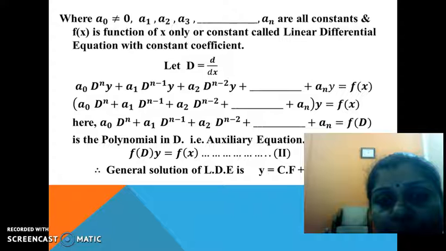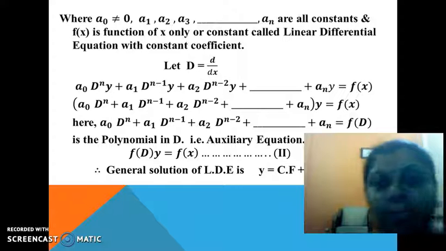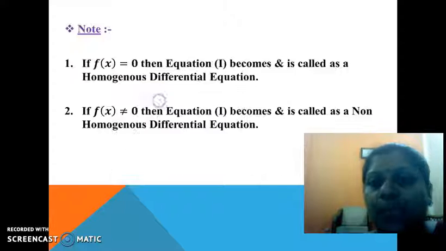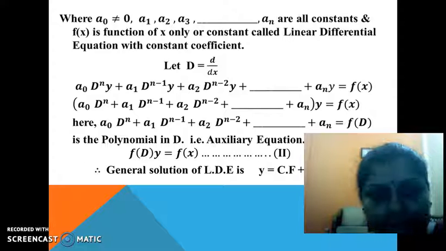In this equation 1, we use the operator capital D = d/dx. So equation 1 becomes a0 D^n y + a1 D^(n-1) y + a2 D^(n-2) y + and so on + an y = f(x). This can be written as (a0 D^n + a1 D^(n-1) + a2 D^(n-2) + ... + an) y = f(x). Here we use a polynomial in D.